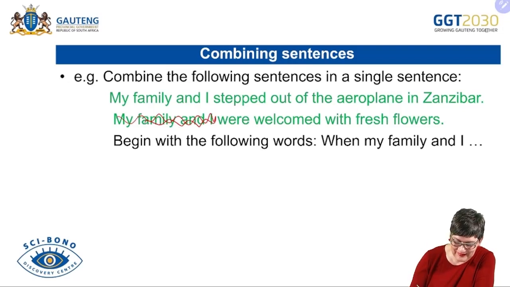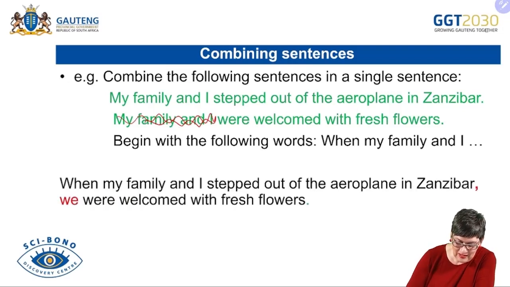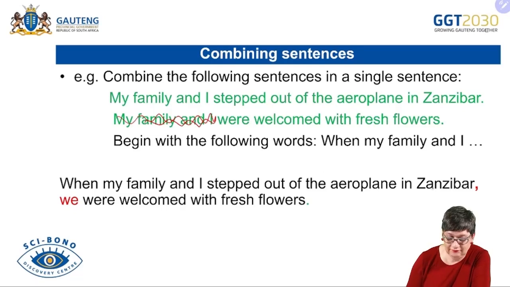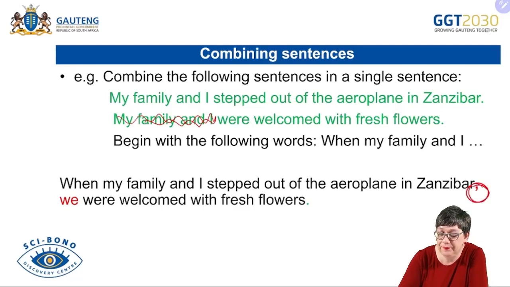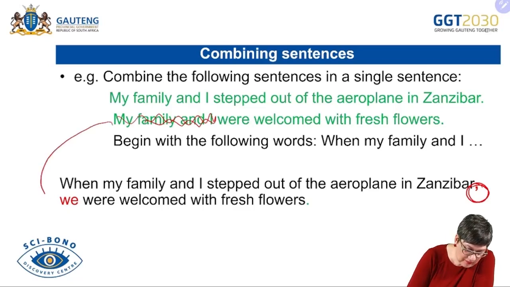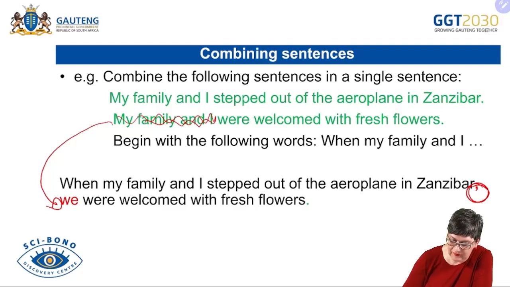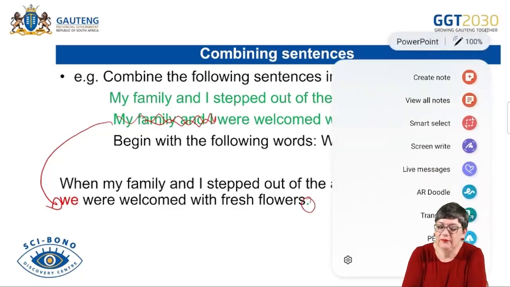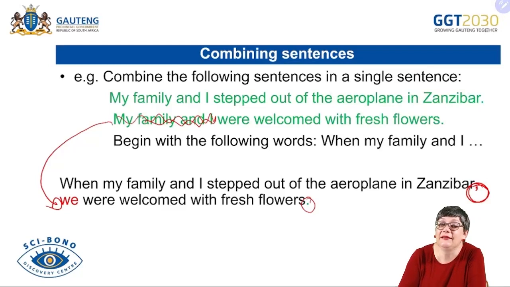Let's see. When my family and I stepped out of an aeroplane in Zanzibar. Easy. The first sentence didn't change. We kept it as it is. The only thing we added, you'll notice, is the comma. Now, instead of saying my family and I again, we replaced it with we. We were welcomed with fresh flowers. Full stop. As easy as that.